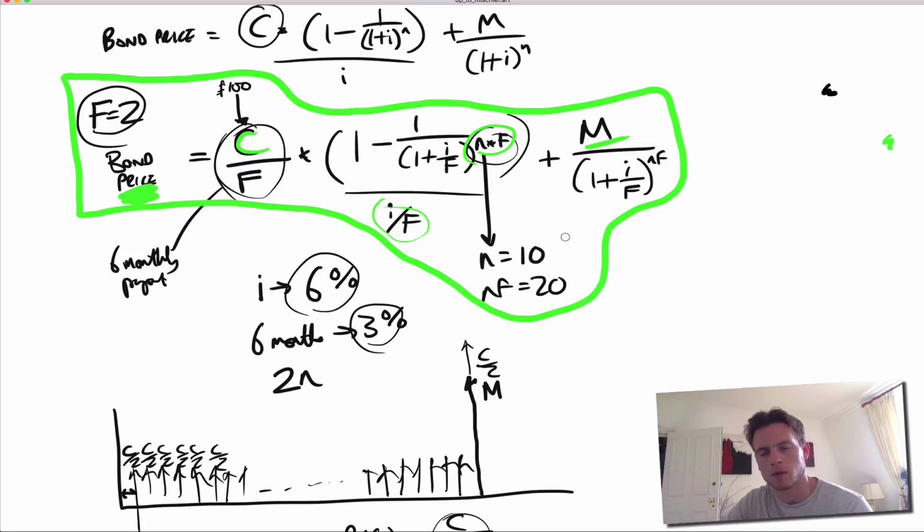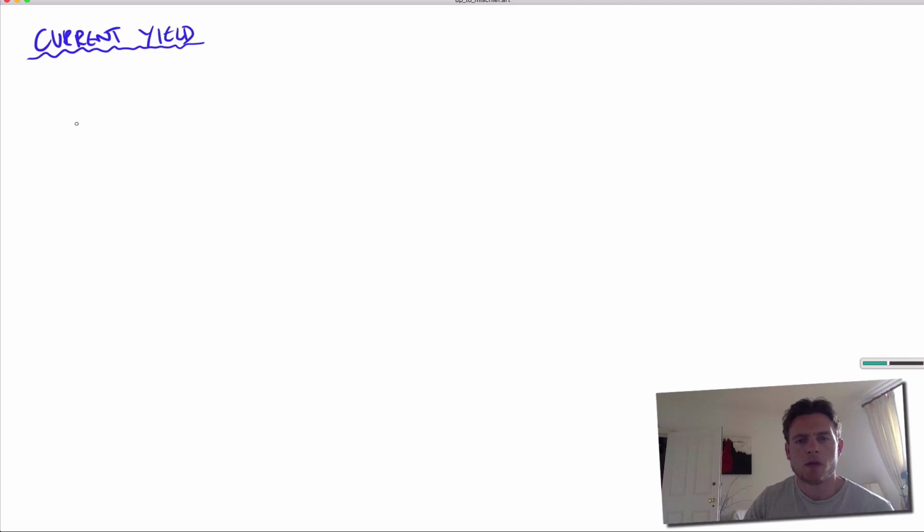Okay, and the first one is called current yield. So the current yield is a fairly straightforward concept, and it's similar to how you might have heard the word yield used in any other type of investment. So the current yield is essentially your annual income, because it's normally expressed on an annual basis, divided by the capital that's tied up in the investment, right?